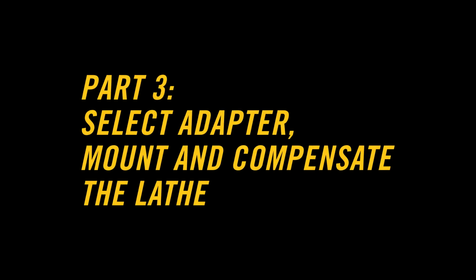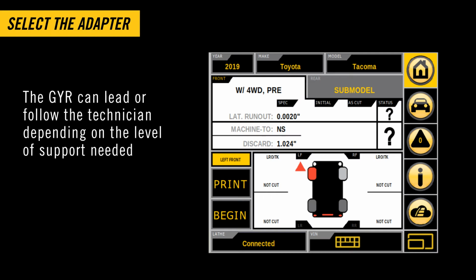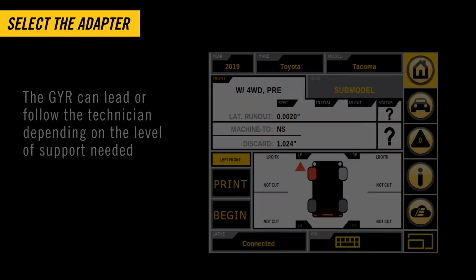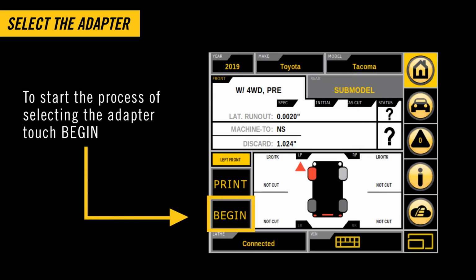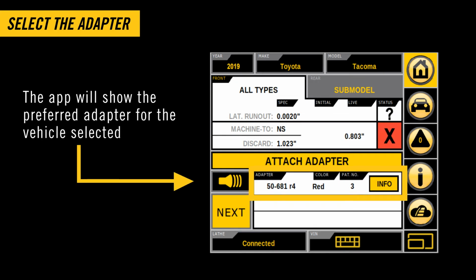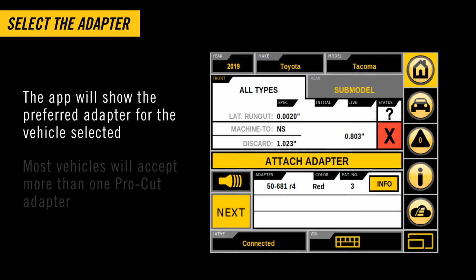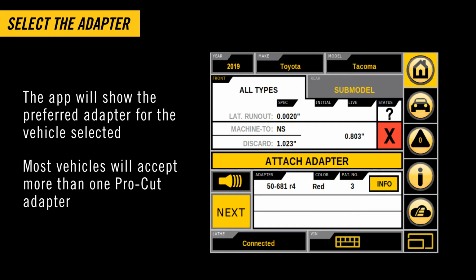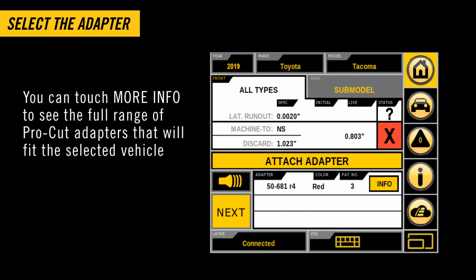Select adapter, mount, and compensate the lathe. The GYR can lead or follow the technician depending on the level of support needed. For GYR to lead, start the process by hitting Begin. The app will show the preferred adapter for the vehicle that was selected. Most vehicles will accept more than one ProCut adapter. You can touch More Info to see the full range of ProCut adapters that will fit the vehicle.